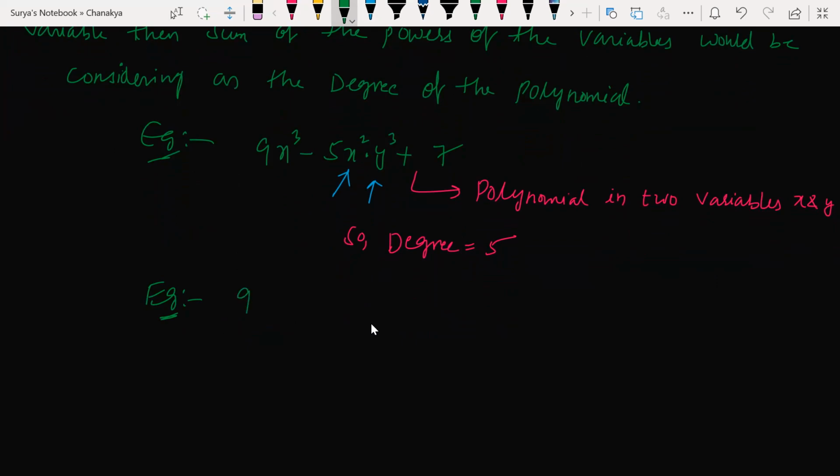Look, let's say the example is minus 3a cube b to the power of 5, minus 2a square b to the power of 8, plus 3, minus 4 into a to the power of 3. Now tell me, 4 terms.